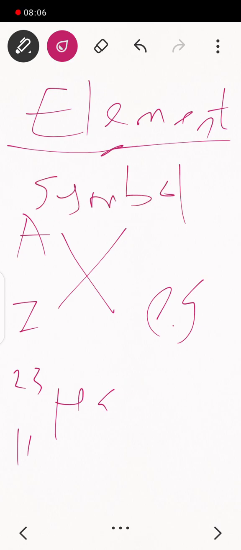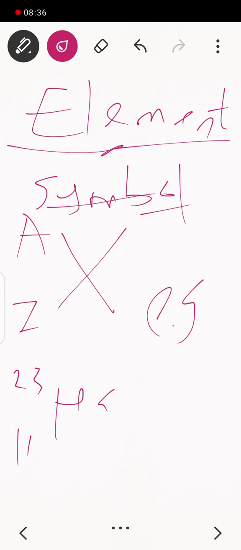You are expected to know at least the symbols of the first 20 elements, and that will be my assignment for this class. Write down the first 20 elements and send it to me on the mentorship platform. When you are writing them, you must write your symbols. Sodium is 11 and 23. There's a reason for that.